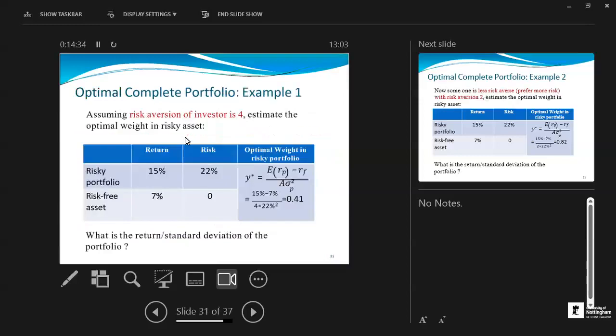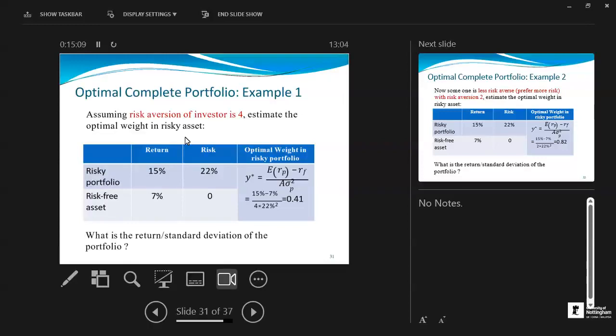Right. So using the same example that we worked with earlier, if the risky portfolio gives you a return of 15% and the risk of this portfolio is 22%, we can calculate. The other asset that we have is a risk-free asset. And if the risk-free asset gives you a return of 7%, given it's risk-free, the risk of this investment will be zero. So we can calculate how much we are going to invest in this risky portfolio and how much we are going to invest in the risk-free asset.